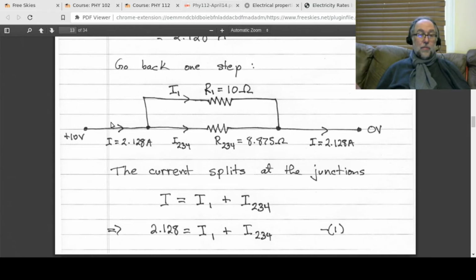They're in parallel. And remember, in parallel, the current splits, but the voltages don't. So the voltage drop across the 10 ohm is 10 volts, and the voltage drop across 234 is 10 volts. So this side is 10 volts all the way along, and over here it's 0 volts. On the one side it's 10 volts and the other side it's 0 volts for both of them, so it's a 10 volt drop.